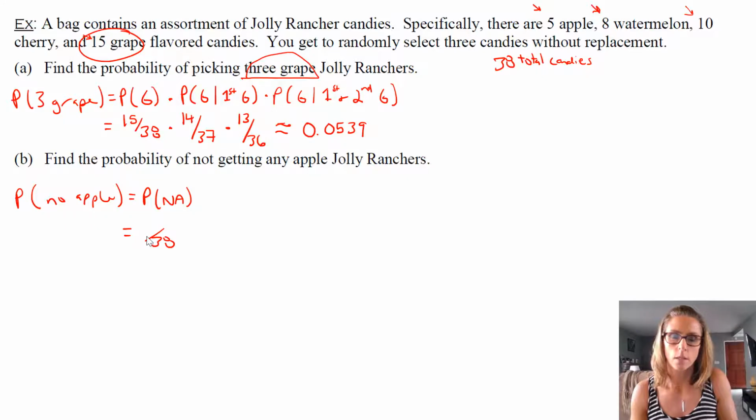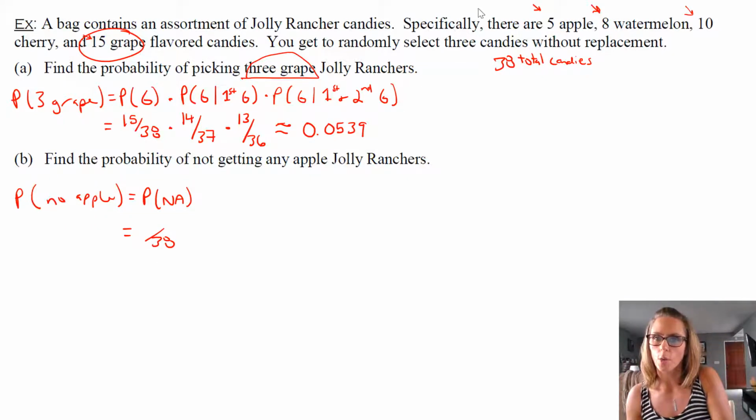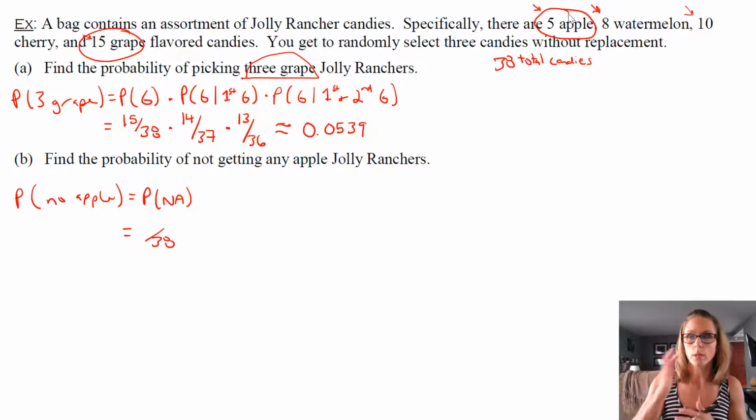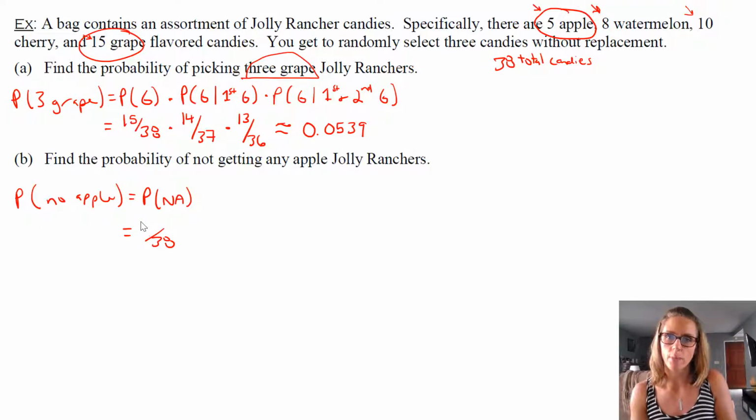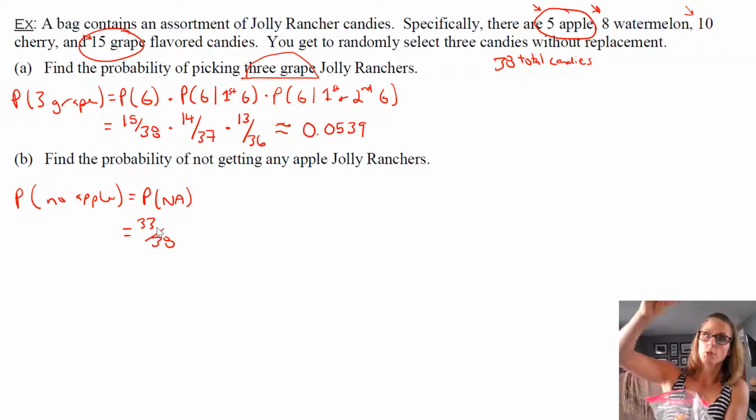We want to think about how many of the candies are not apple. We notice that there are 5 apple. So how many are not apple? 38 total candies, 5 of them are apple, so that means 33 are not apple. The probability that we pick one out that is not apple is pretty high. There's one that's not apple.